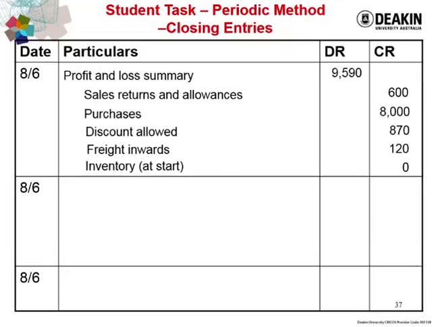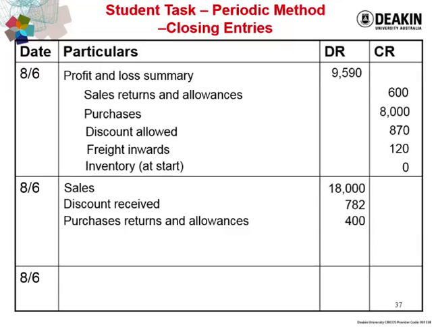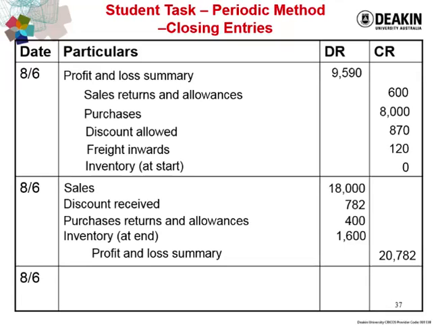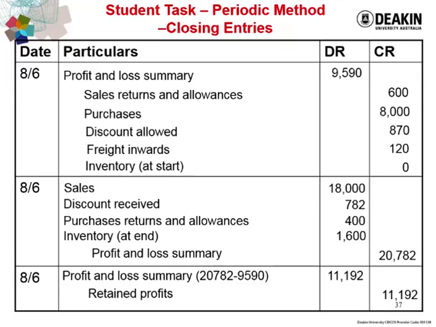Then we have to set up closing inventory, close the income and contra expense accounts. We debit sales revenue 18K. We debit other revenue like discount revenue 782. Debit purchase returns and allowance 400. We debit closing inventory, and this is given in the question. The stock count shows that the closing inventory is 1,600, so we can use it directly. And we credit P&L summary the total 2782. In this case, because our total income is greater than total expense, we have profit. So we debit P&L summary, credit retained profits 11192.